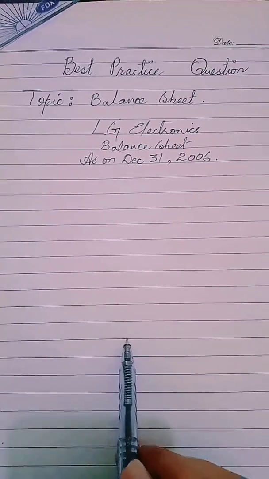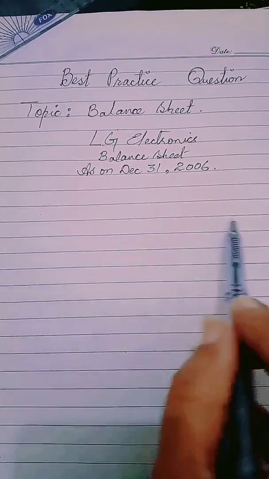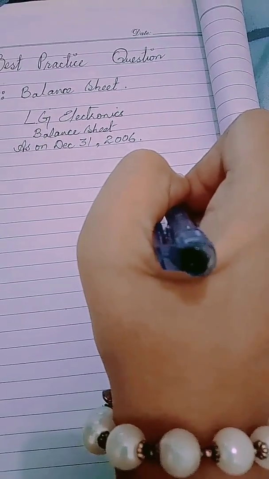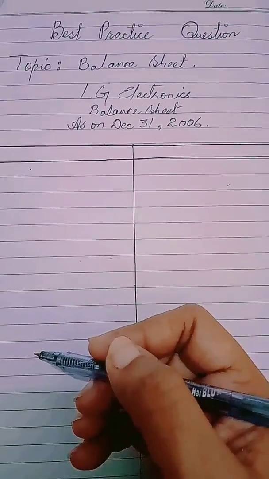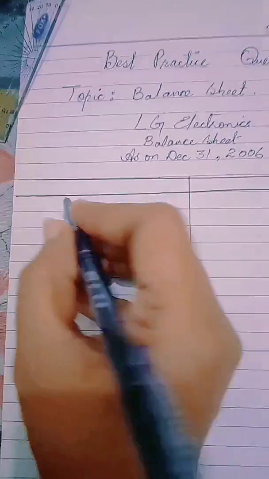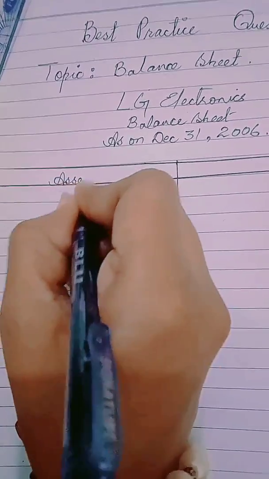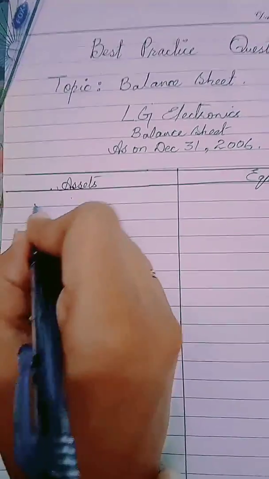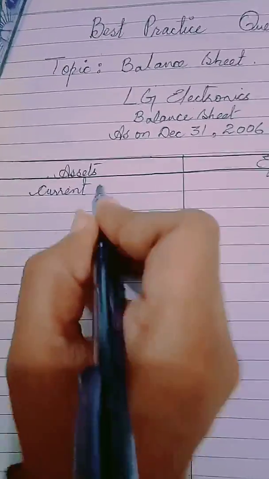31st 2006. Then simply you have to draw a T structure of the balance sheet, the assets on the debit side and liabilities and capital, you can say equities, on the credited side. Yes, now I will put assets on my debited side and equities on my credited side. As you all know, the assets have two types: the current assets and fixed assets.